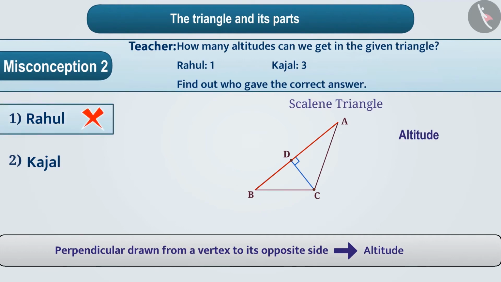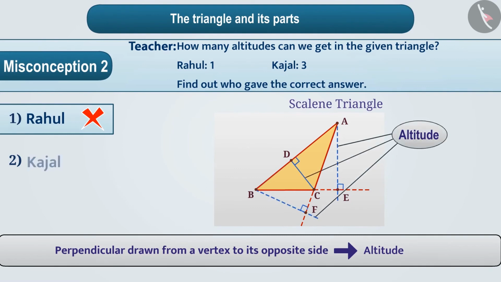The correct understanding is that the altitudes can be inside the triangle and also outside. For example, if the side BC is extended here, an altitude can be made from the vertex A in the same way. Similarly, if the side AC is extended, an altitude can be made from the vertex B. In this way, we can draw 3 altitudes in any triangle. Hence, the understanding of Kajal is correct, that is, option 2 is the correct answer.